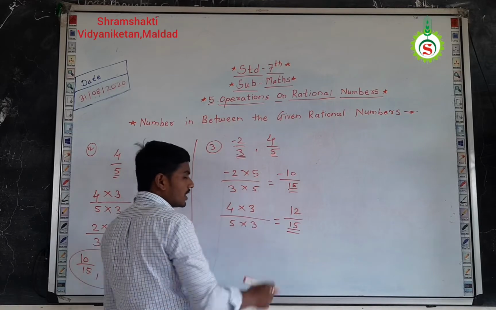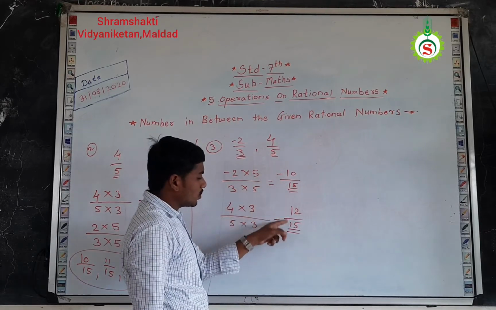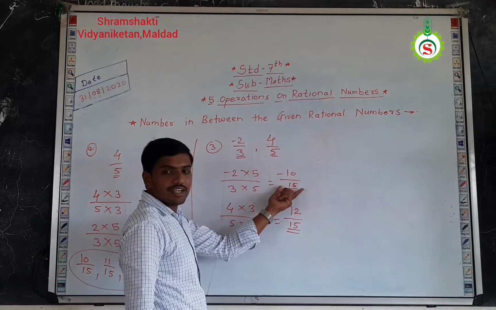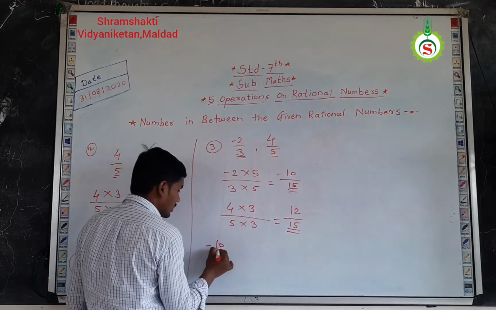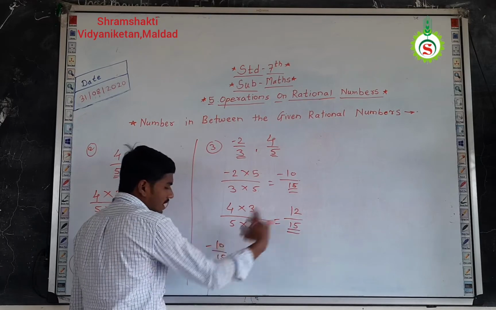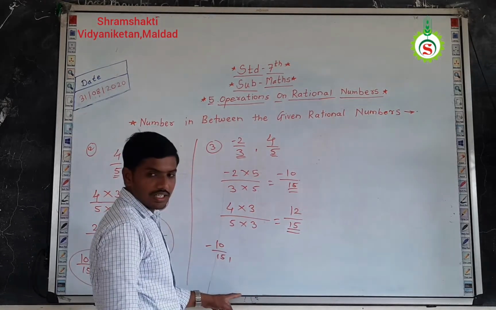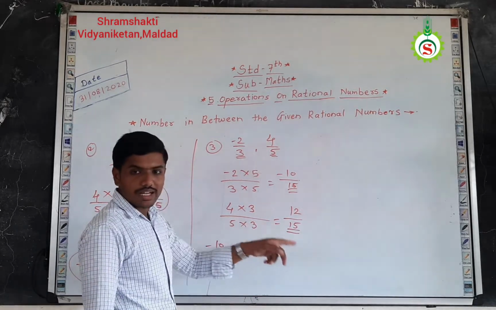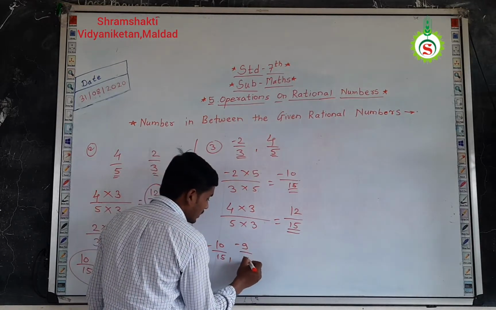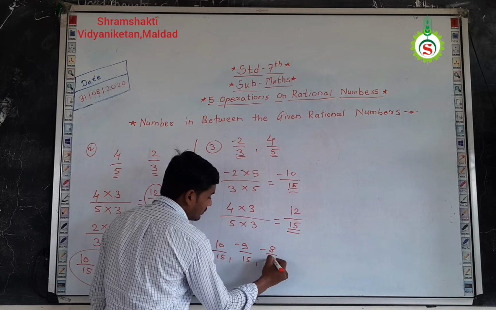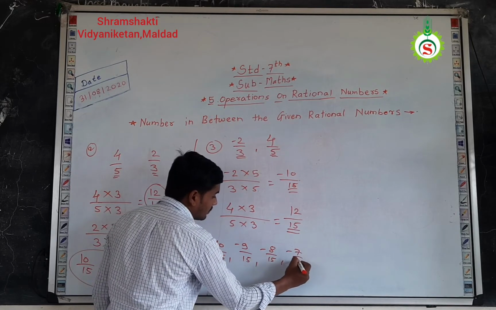So which is the smaller number? Minus 10 by 15 or 12 by 15? Obviously that number contains minus sign. That means it is a negative number. That means it is smaller number. Minus 10 by 15. After the minus 10 by 15, which number will come? 11 by 15 or minus 9 by 15? Obviously minus 9 by 15. Minus 9 by 15, minus 8 by 15, minus 7 by 15.